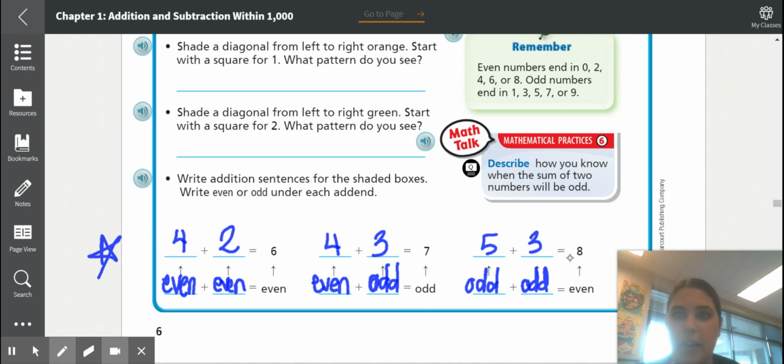So here's another pattern in math. Two evens, an even plus an even equals an even. An even plus an odd equals an odd, and an odd number plus an odd number equals an even number.